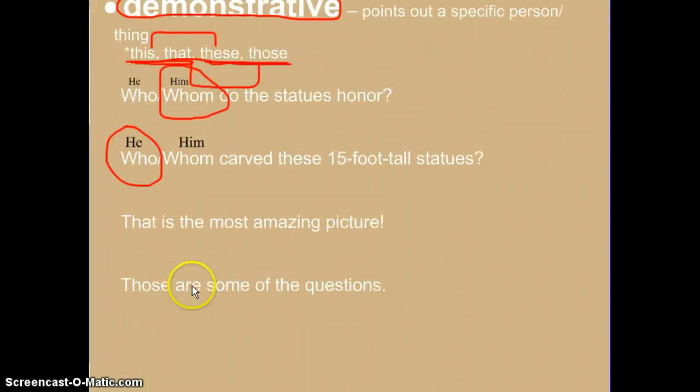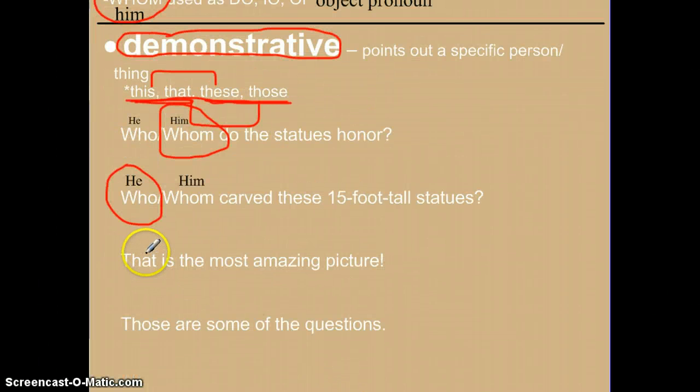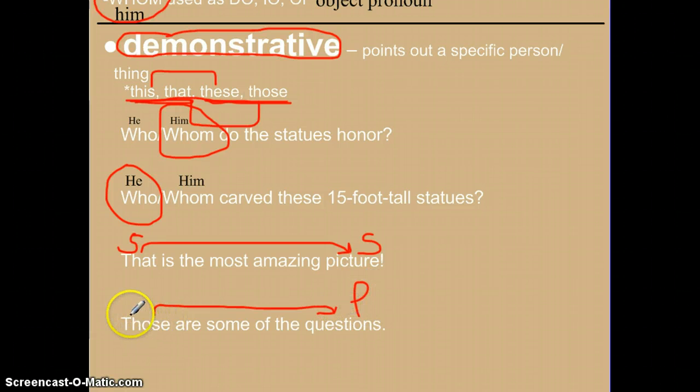So in the sentence "That is the most amazing picture," we have to figure out what that is referring to. That picture. And if picture is singular, then we would want to use that as a singular and not those. Those in this sentence refers to questions as the antecedent. Those questions. And since questions is plural, then those has to be plural.